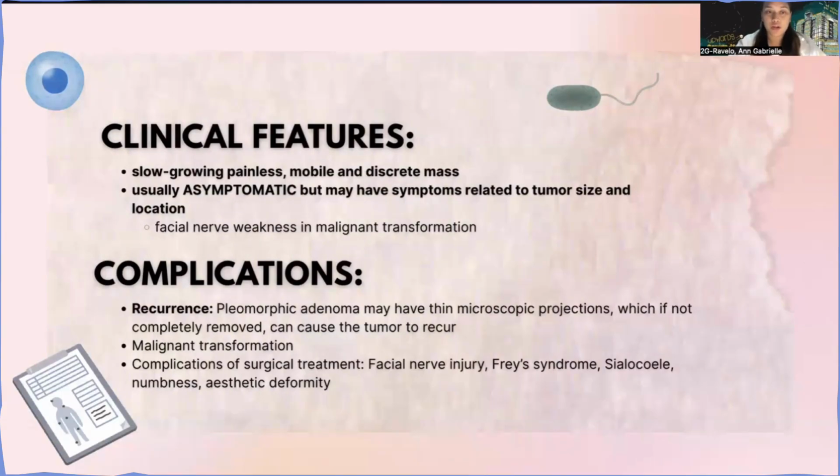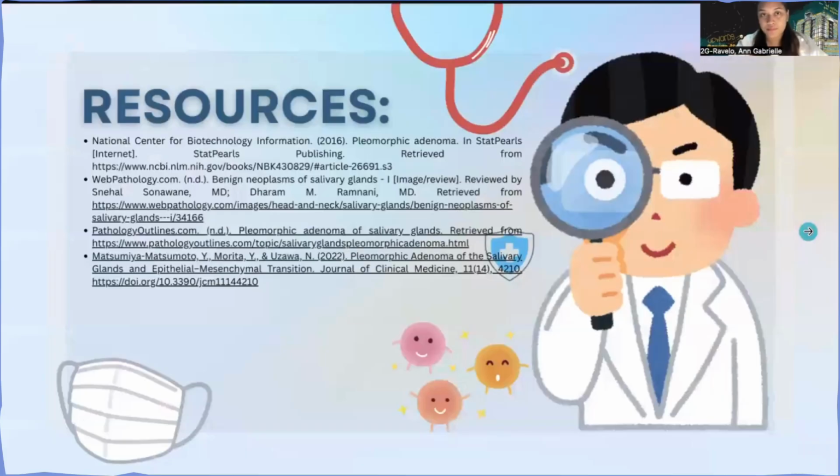Complications may include recurrence because the pleomorphic adenoma may have thin microscopic projections, which, if not completely removed, can cause the tumor to reoccur. And it may also lead to malignant transformation and sometimes complications of surgical treatment, such as facial nerve injury, Frey syndrome, sialocele, numbness, and aesthetic deformity.